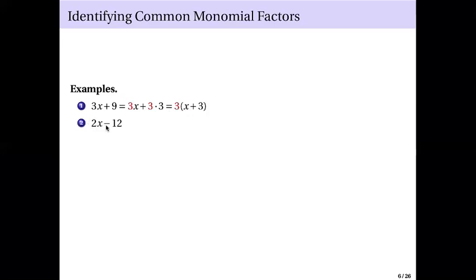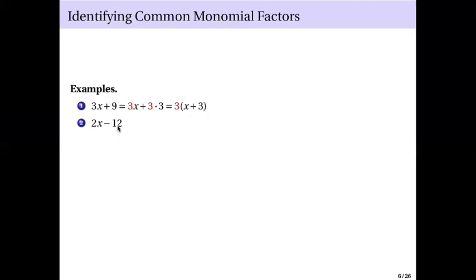We have here 2x minus 12. So 2 times x. In here, you have 12. 12 has several factorizations. You can have 3 times 4. You can have 2 times 6. Yeah, those are two factorizations of 12. But 12 has a unique prime factorization. That is 2 times 2 times 3.